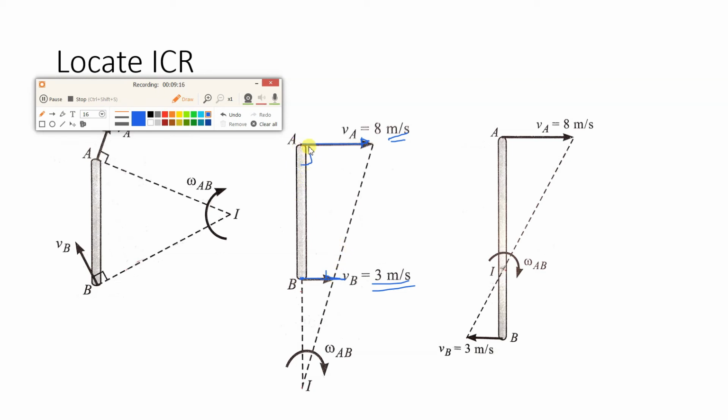Now what we have to do is extend this. This is perpendicular to the velocity VA and this is perpendicular to velocity VB. So this will be perpendicular to both the velocities, and from the tip of VA to the tip of VB we have to join this dotted line and extend it till this vertical. Wherever it intersects the vertical, there we will get ICR, I.